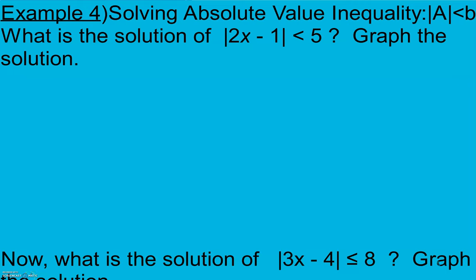Continuing on in section 1.6, in example 4, solving absolute value inequalities if our absolute value is less than a number. So what we're looking at here, guys, is our absolute value, we want it to be less than 5. And remember, absolute value is a distance away from 0. So our options are any of these values, but that distance could also be on the negative side within 5 units of 0. So anything in between negative 5 and 5.